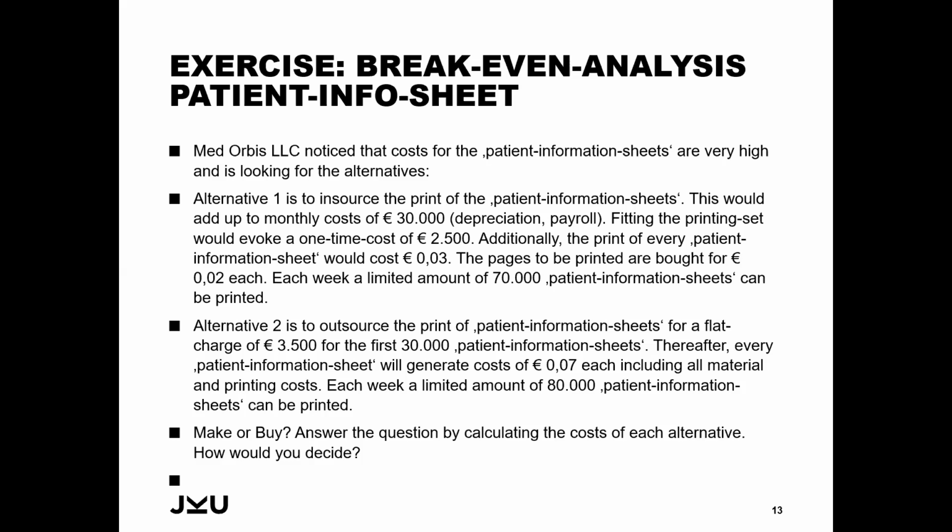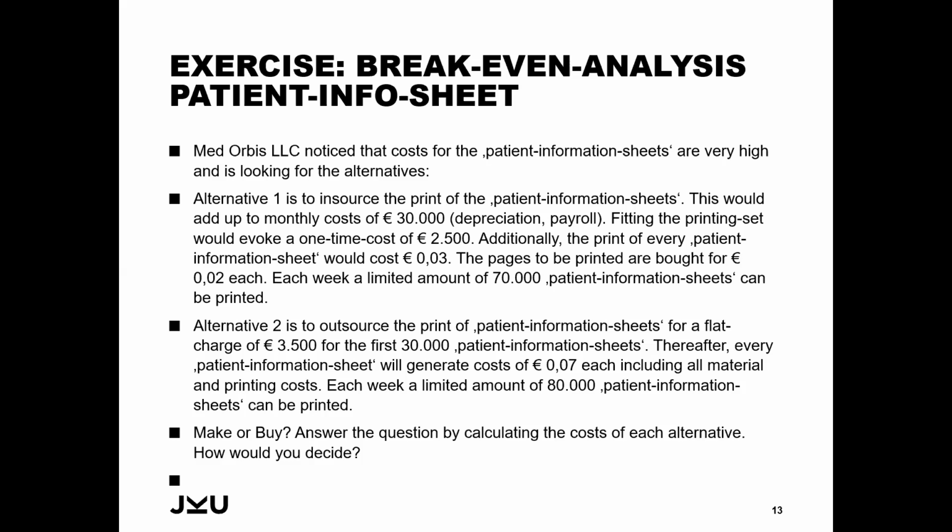Those would be, in a sense, two functions. We equal two functions. Function number 1 would be $2,500 plus 5 cents each, so X, because we don't know yet how many, and that should equal the 3,500 euros. And we know the limit is 30,000 patient information sheets.